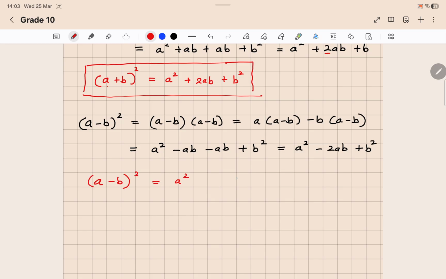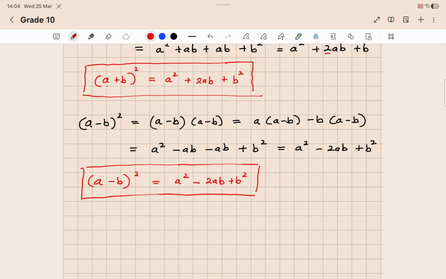So the first term is a squared, last term is b squared. Middle term is made up of multiplying a into b, then doubling it and putting a minus sign. Right. So to expand squares, use these two formulas. If you want to expand binomial expressions that have been squared, you can use these two to save time, or you can do it the normal way.